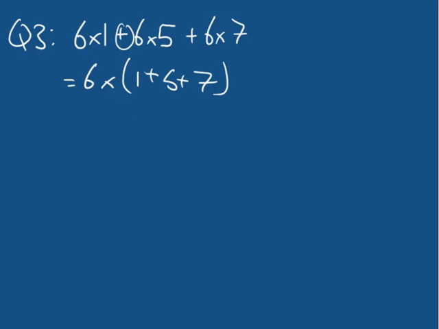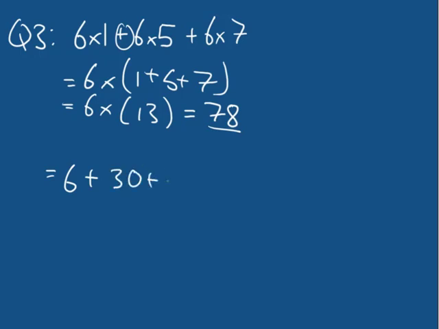If we work out this particular way of writing it, we get 6 times 1 plus 5 is 6, plus 7 is 13, and 6 times 13 is 78. So using our factorized version, we get 78. Let's compare that now to the original. So the original gave us 6 times 1, which is 6, plus 6 times 5, which is 30, plus 6 times 7, which is 42. 6 plus 30 is 36, and 36 plus 42 is indeed 78. So we can see that these are indeed equal.